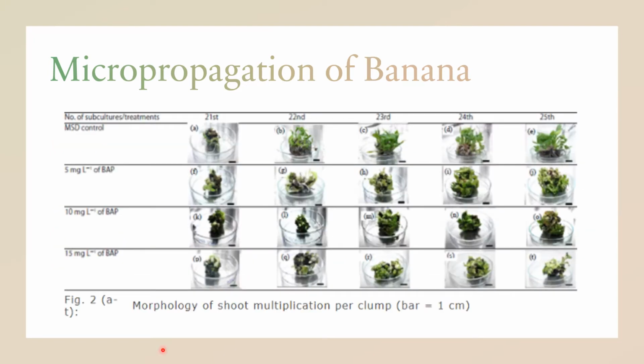As you can see in this picture, it shows the visual presentation of what is happening in the tissue culture of banana when you increase the concentration of BAP. With the control, with no addition of BAP, after the 25th subculture, it developed into the normal shoot. But for 5 and 10, only after the 24th subculture, most of them develop into the rosette-like structure, where the leaf actually forms. But for the highest concentration of BAP, 15 milligram per liter, we can see that it never developed into rosette or the normal shoot. That means there is no leaf and it remains in a scalp structure.